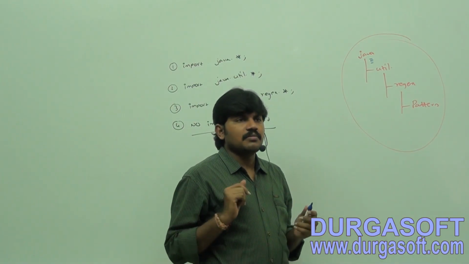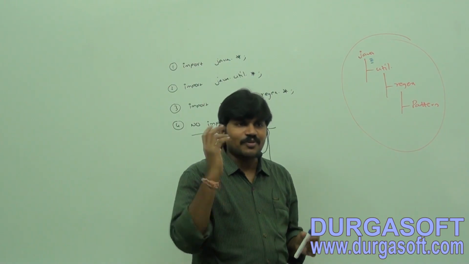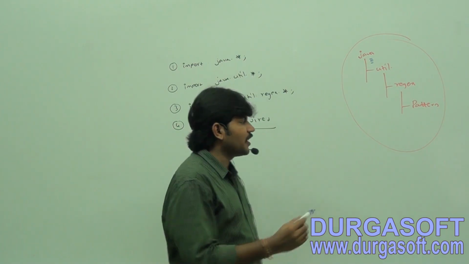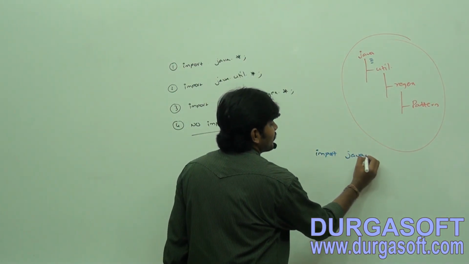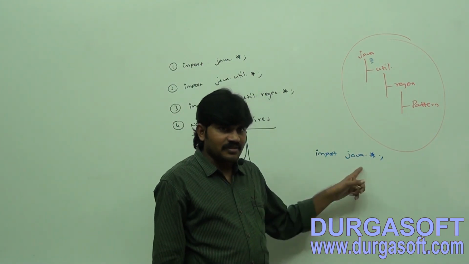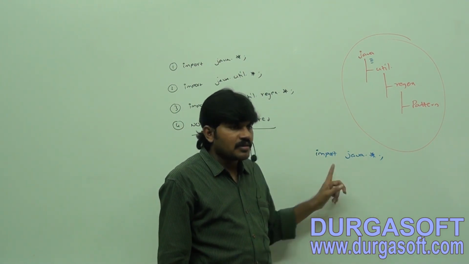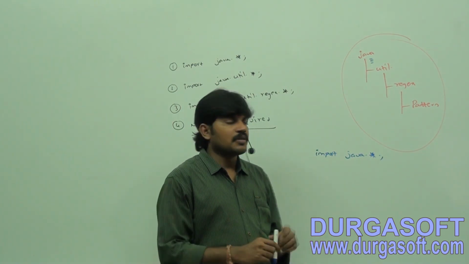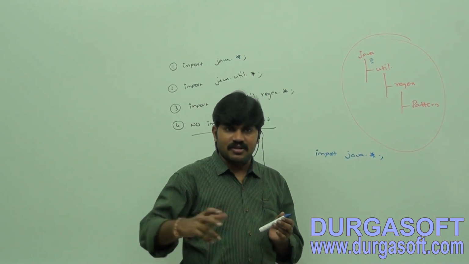Sir, you may ask, by default the sub package class is also available. Assume that it is available, then why are these import statements required? Only one import statement is by default enough. What is that import statement? It is import java.*. Because util is a sub package of java, sql is a sub package of java, io is a sub package of java. Then with import java.*, all sub package classes are also by default available. Then only one import statement is required. Why are you writing import java.util.*, java.sql.*?